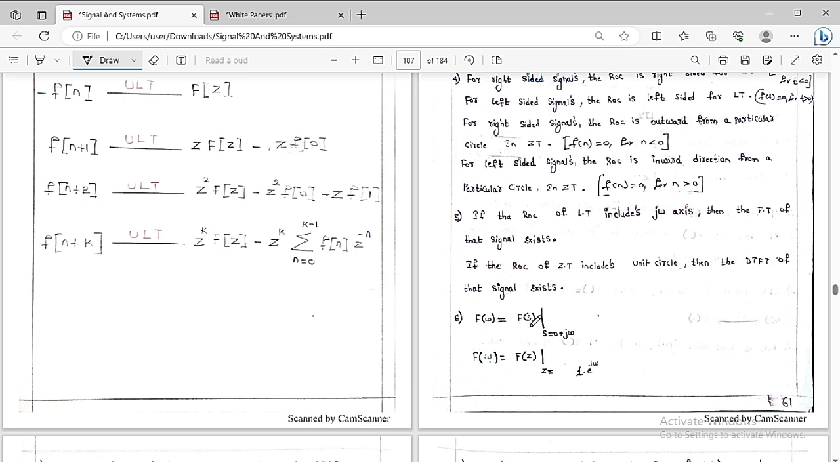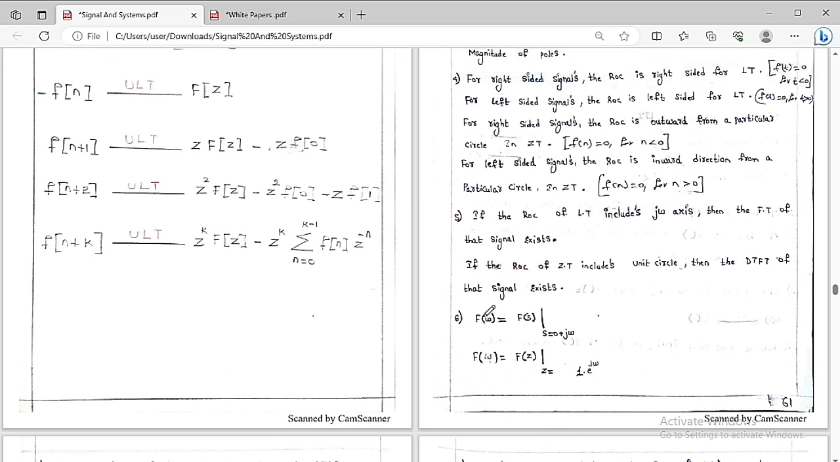F of omega is equal to F of s. In place of s, if you substitute j omega, I have already told you, we are going to get the continuous time Fourier transform. In place of z, if you substitute z is equal to 1 into e to the power of j omega, then we are going to get discrete time Fourier transform for that signal.